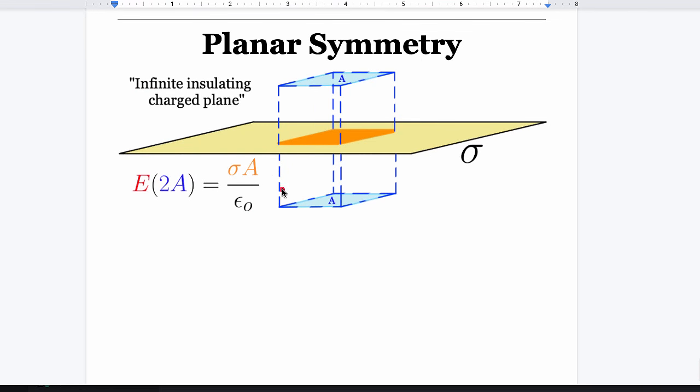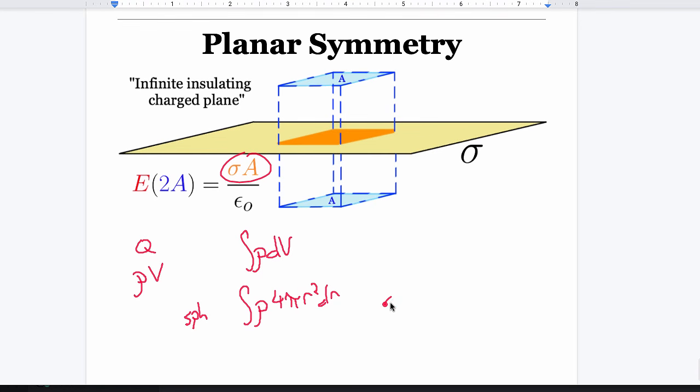Okay, so just a quick recap here. What you put in this right-hand side is either a Q, or you multiply a rho times a volume, or you might have to integrate rho dV. If it's spherical, the integral of rho dV for spherical was 4 pi r squared dr. Or for cylindrical, you do the integral of rho, let's see, what was it, 2 pi r h dr. This would have been dV for the cylindrical case, and this was dV for the spherical case.